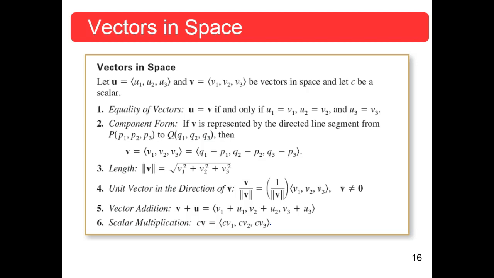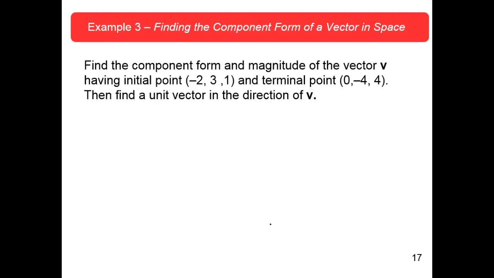Scalar multiplication. If you're multiplying the C scalar by either one of those vectors, say V, then that's just C times V1, comma, CV2, comma, CV3. Okay. That's how you do that. It's an exact extension from 2 space. Nothing really new there. Let's do example 3. Okay, I think we've got time.